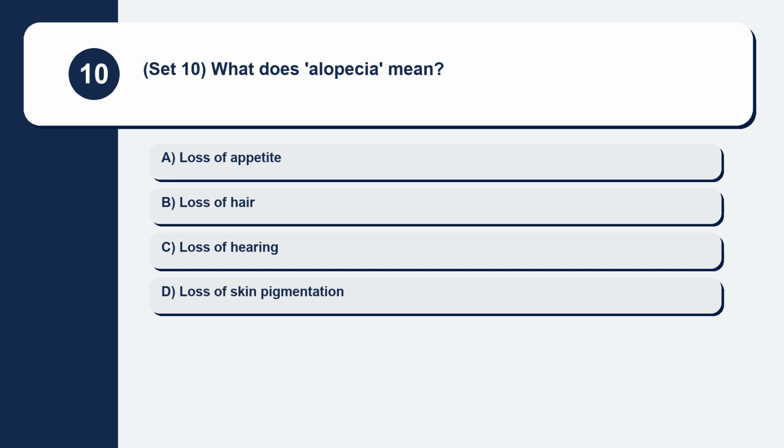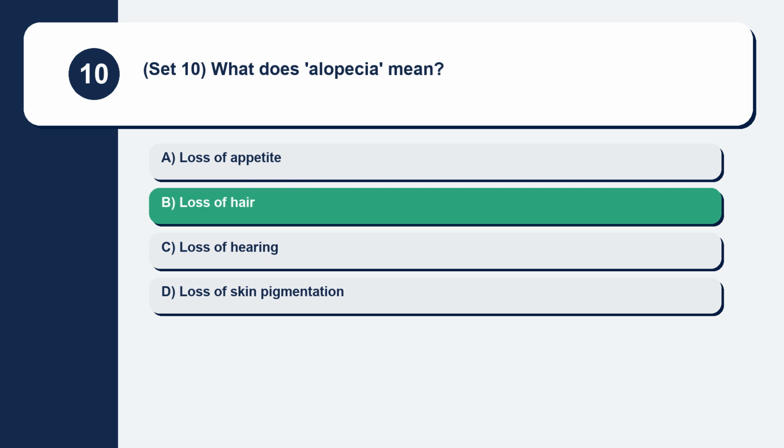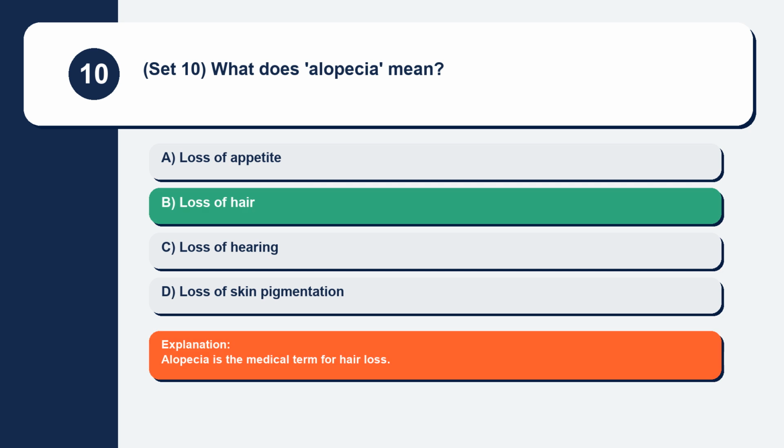Question 10. Set 10. What does alopecia mean? Loss of appetite, loss of hair, loss of hearing, loss of skin pigmentation. Alopecia is the medical term for hair loss.